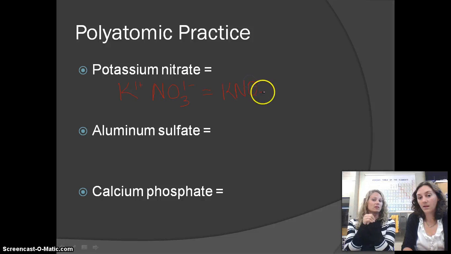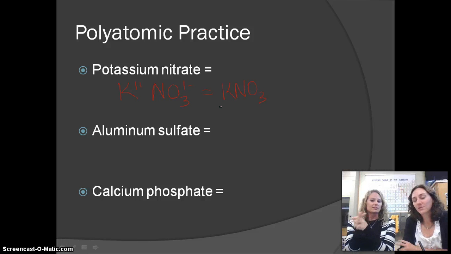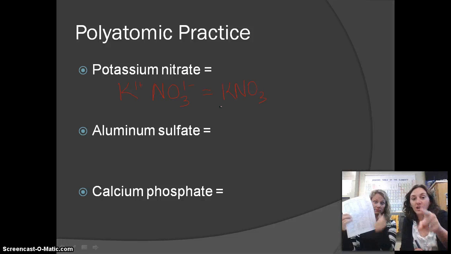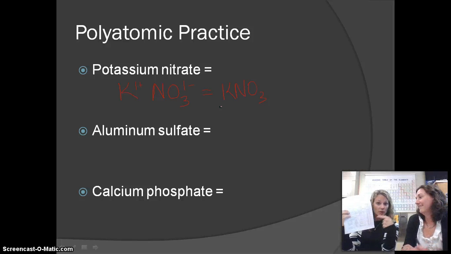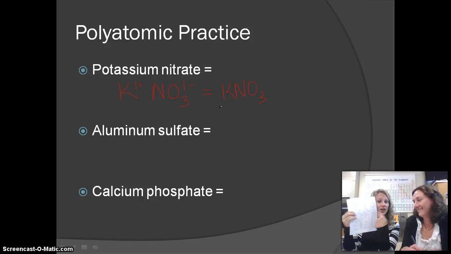Why are you putting 3? Because it's nitrate. Can't you get rid of the 3? No, you cannot get rid of this 3. You cannot get rid of any subscripts. Don't try it. Don't change them either. Do not change them. If the subscript is on here, it stays on here.